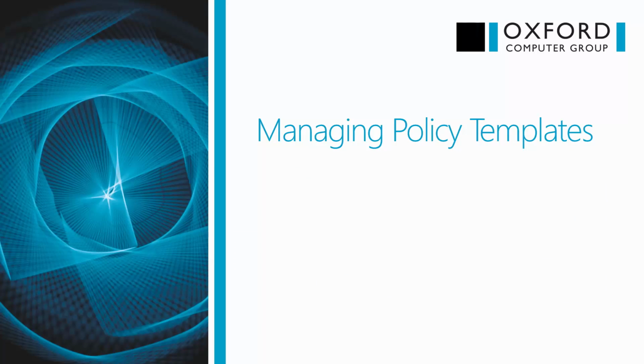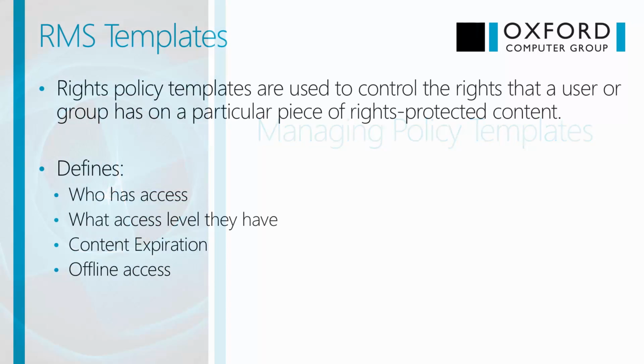So, managing policy templates, and what is a policy template? A policy template is used to control the rights that a user or a group has on a particular piece of rights protected content. It defines who has access to the content, what access level they have, the content expiration, and offline access. Before we go into the demo and I show you how to get to the templates and how to configure them in Azure, just a quick use case that I ran across that I thought might be interesting to share.